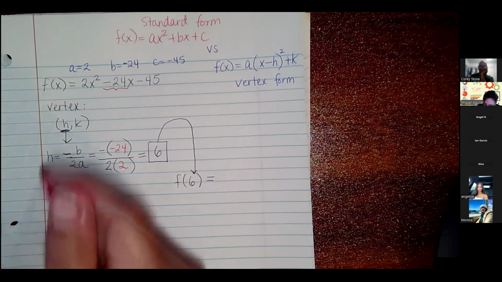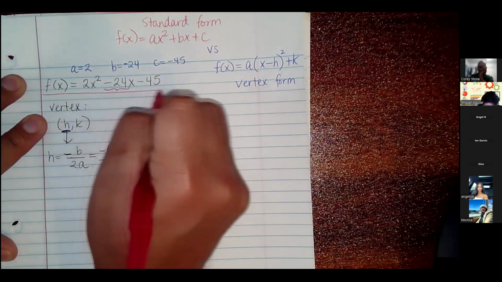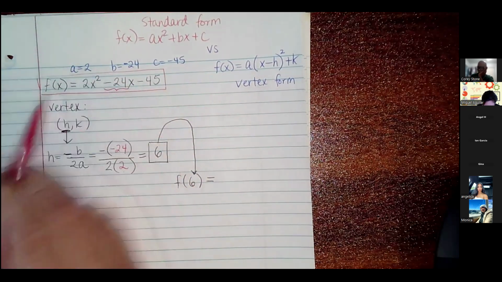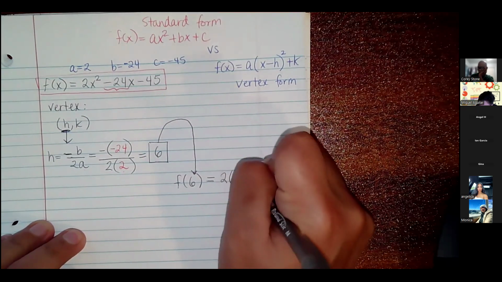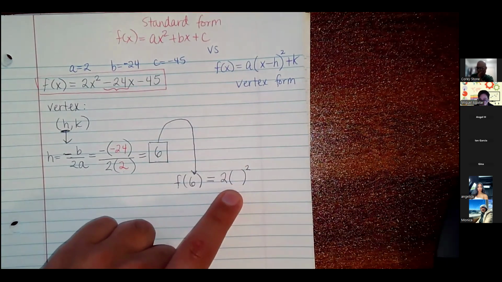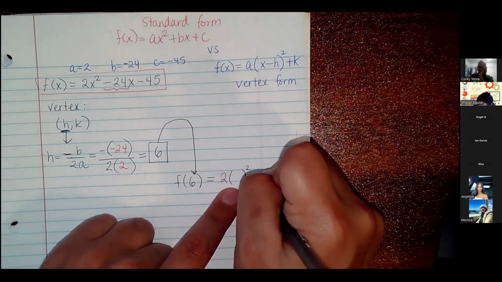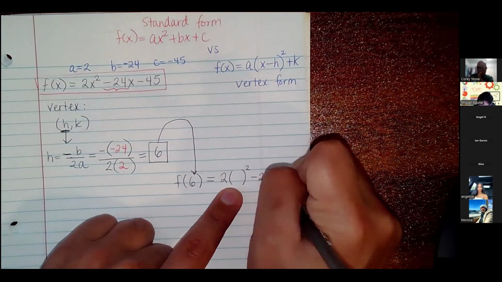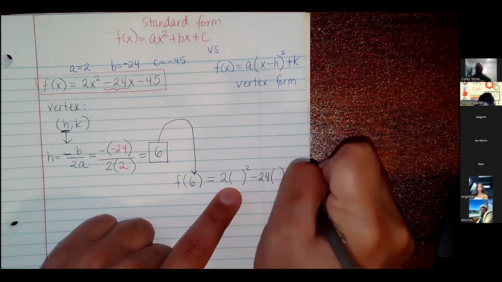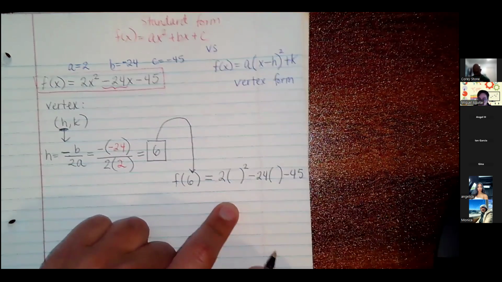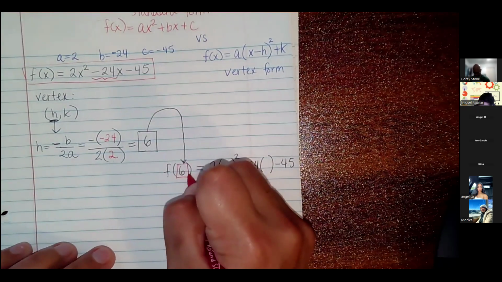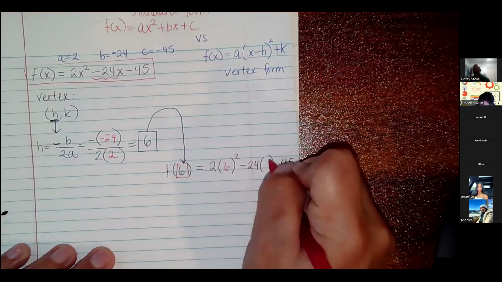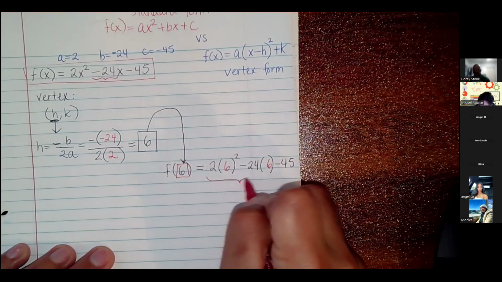2x squared. Yeah, Corey, you got it. This is the thing we're plugging it back into, right? So we're just going to put 2 times x squared. I'm just putting parentheses though because we're about to plug in what? 6. We're about to plug in a 6. So I'm going to put just parentheses for now. Minus 24 parentheses minus 45. I'm kind of squeezing it in there. And then I can take this 6, which was the h that I got, and I'll plug it into the equation.